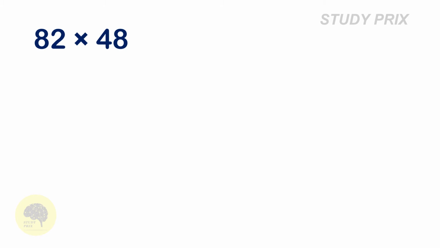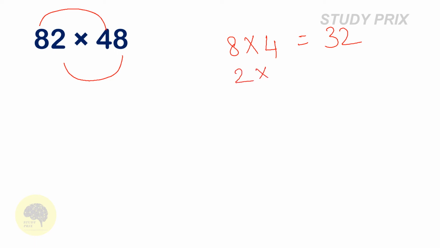The question given here is the multiplication of 82 and 48. What we have to do? The first step is the multiplication of tens place with another tens place, 8 cross 4, which gives 32, and the multiplication of ones place with another ones place, which is 2 cross 8, which gives 16. We have to write this as 3216.